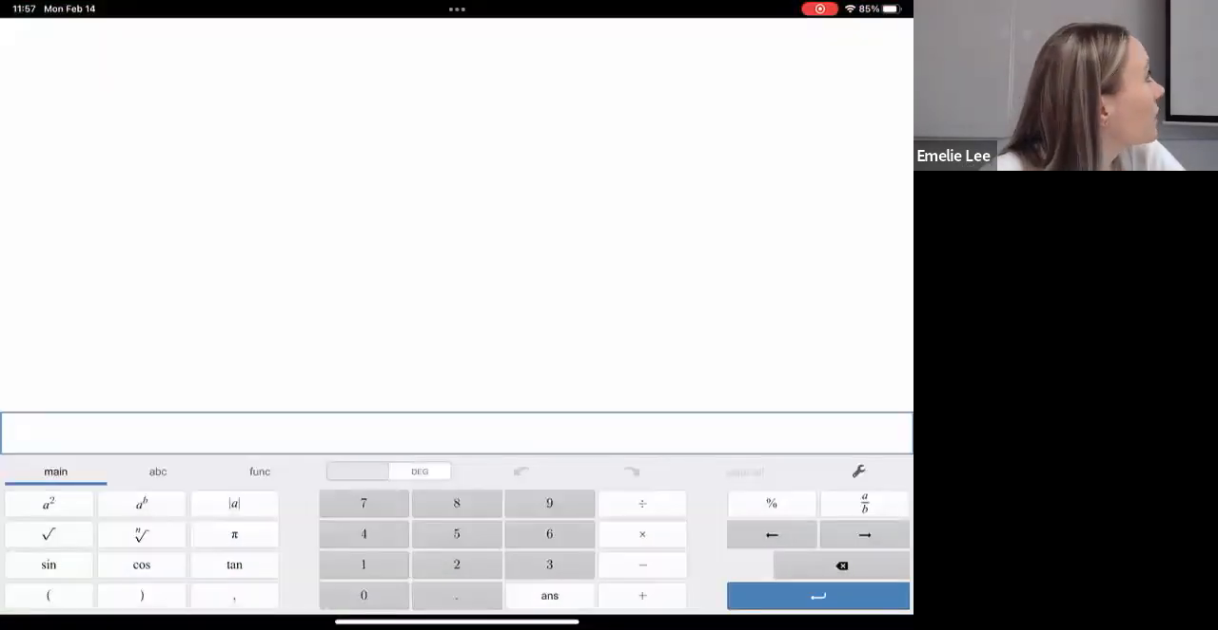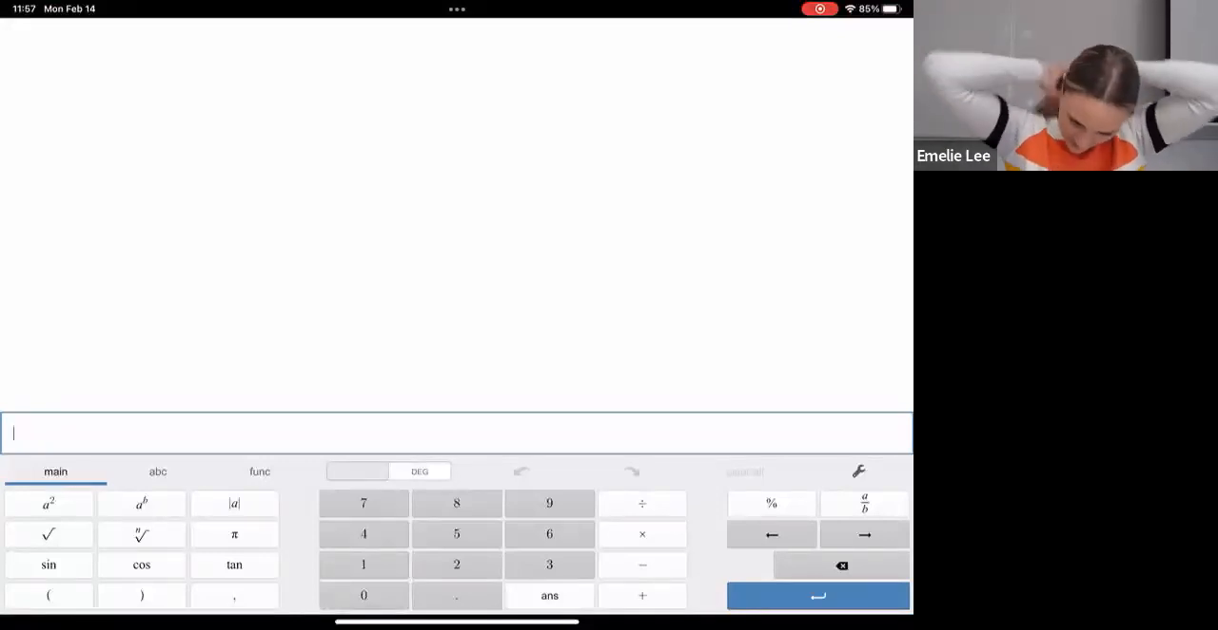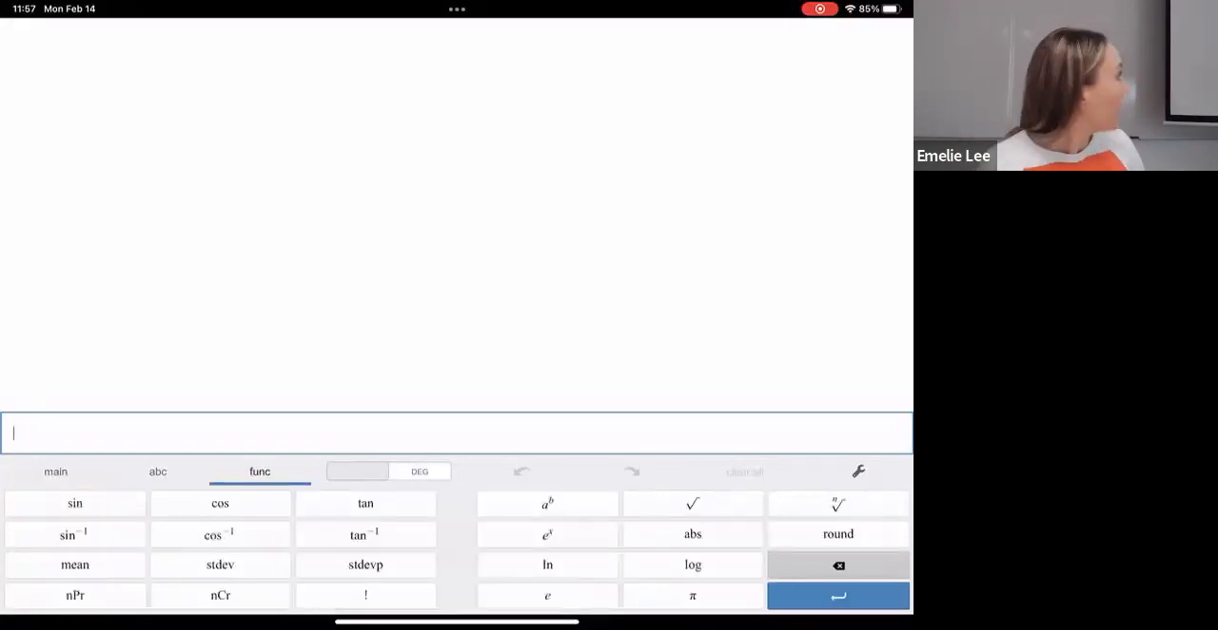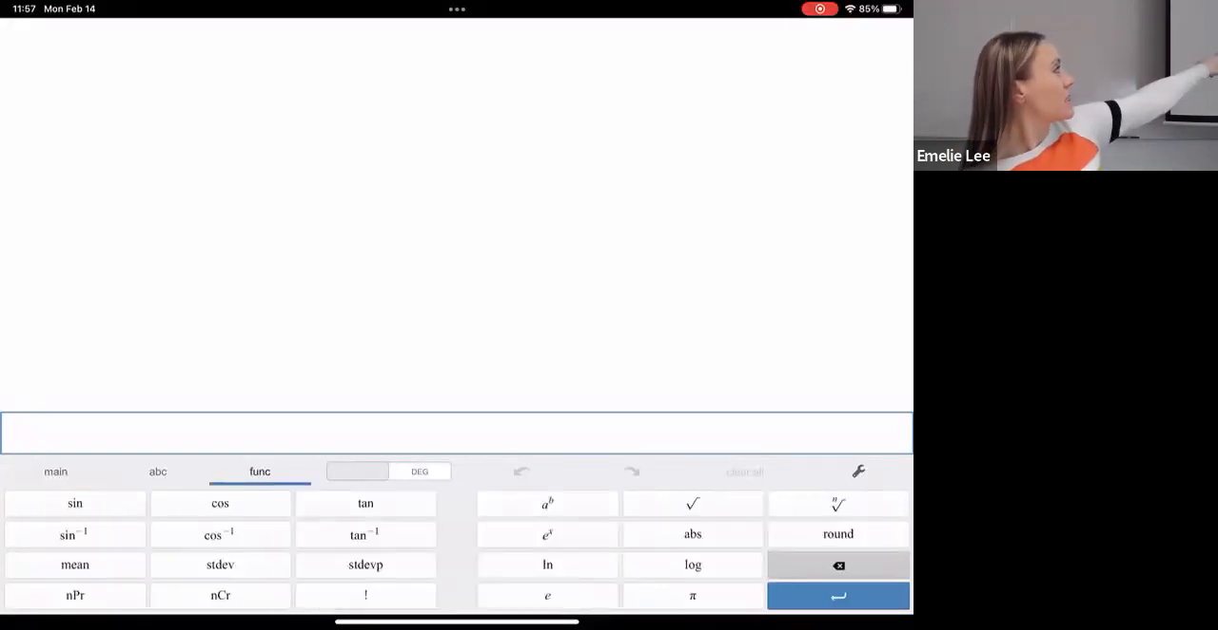You can use the Desmos calculator, which is free, so it's nice. And how do you access the choose function? Well, it's a function, so you have to go to the function menu. And there is the nCr function. So how you read that is n choose r.